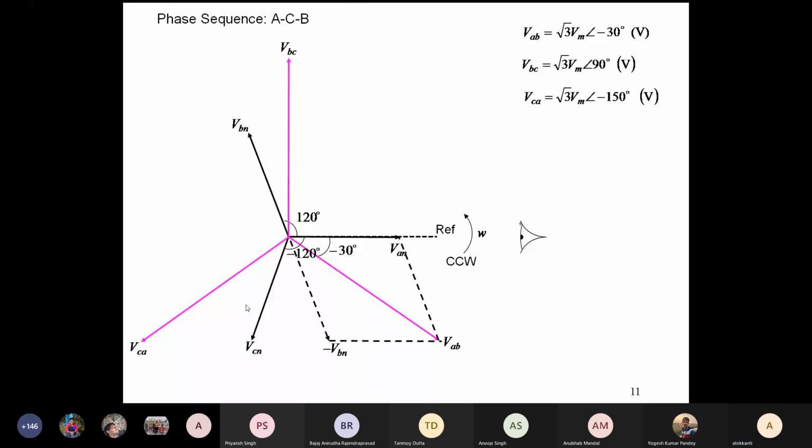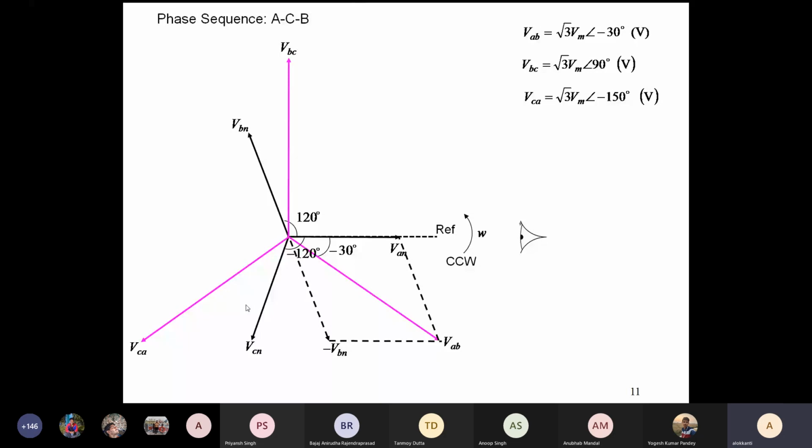Any question on this? No, sir. So what is the use of changing the sequence? Is there any advantage of changing the sequence? There may be some applications where the phase sequence has to be changed, but these are not to be discussed in this curriculum, where suddenly a machine is operating and the phase sequence is changed for some other purpose.